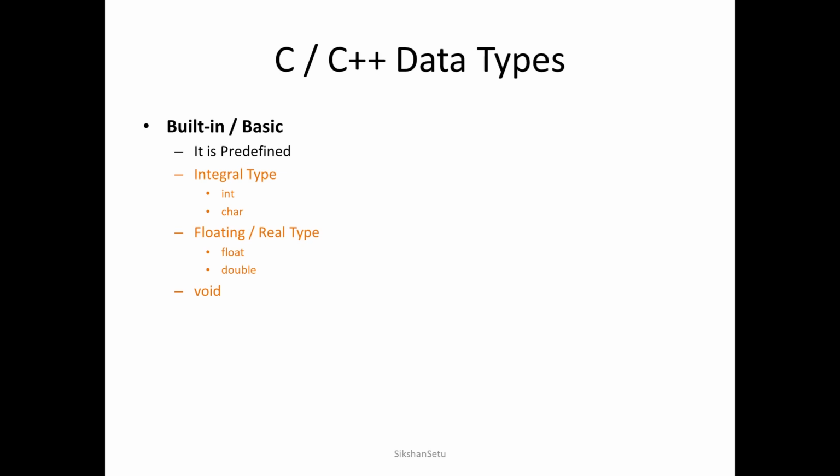Since it is stored in the form of, or can be represented in the form of numbers, ASCII numbers, it is there in integral type. Now what is there in floating point or real type? It is float or double. Here it is capable of handling incomplete numbers or fractional numbers, so it is there in floating point. Now the third one is void. Void means it is used to represent valueless entities. We'll see all this in detail in this video.